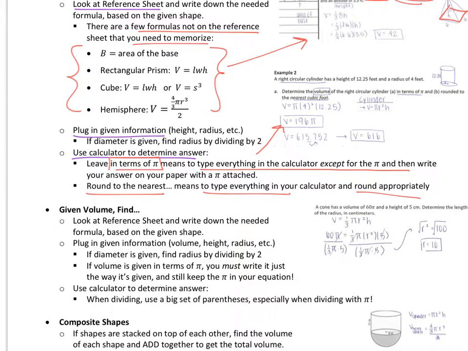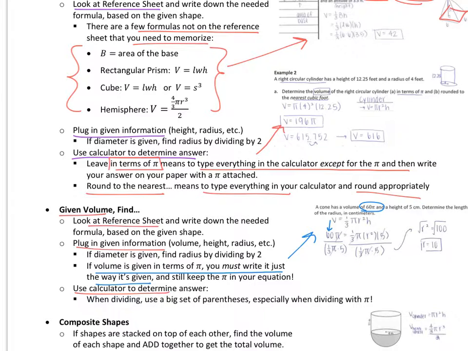Now, sometimes we do have to work backwards. When they give us the volume, we have to find a length of, say, the radius or the height or the length of the side of a base of a rectangular pyramid, something of that sort. So again, still look at the reference sheet, still plug in the given information, and then use your calculator to determine the answer. Now, something that I want to point out here is that if the volume is given in terms of pi, you must write it just the way that it's given. So for example, in this little example off to the side, it tells us that the volume is 60 pi. So you can see that when I was plugging in for the volume, the V, I kept it as 60 pi. That pi is important to you.